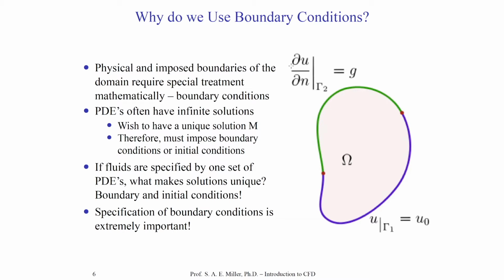On the green boundary is the so-called Neumann boundary condition. This might be written as partial u partial n, where n is the outward pointing normal of gamma 2. Gamma 2 represents this green part of the domain. We'll say that's g. This is essentially saying that the partial derivative in the normal direction is g. In this case, we've specified 2 restrictions on the solution on the boundaries.